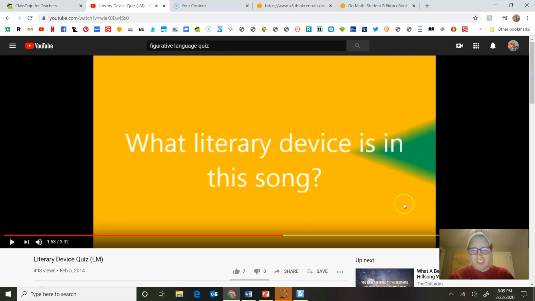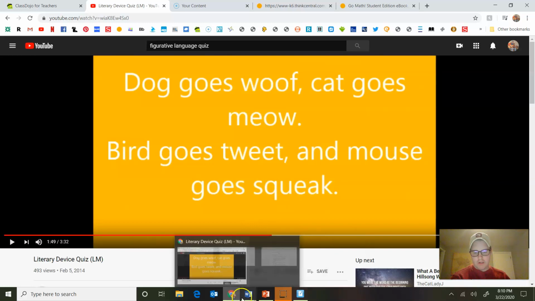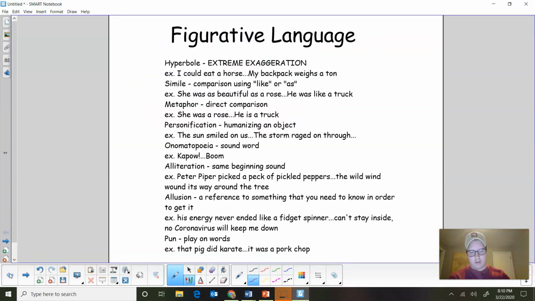And what does the fox say? Just kidding. So focus in on the woof, meow, tweets, squeak. All those are examples of what?